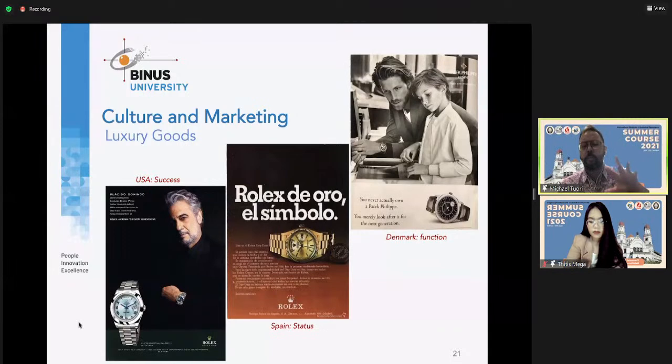A country like Japan is very high power distance, but very masculine. So they're using luxury goods a lot, and they're using it for both status within society and to represent their success. So they care about both sides.